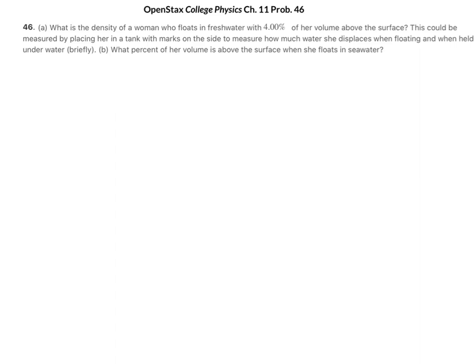Let's look at OpenStax College Physics, Chapter 11, Problem 46. A. What is the density of a woman who floats in fresh water with 4% of her volume above the surface? This could be measured by placing her in a tank with marks on the side to measure how much water she displaces when floating and when held underwater briefly. B. What percent of her volume is above the surface when she floats in seawater?